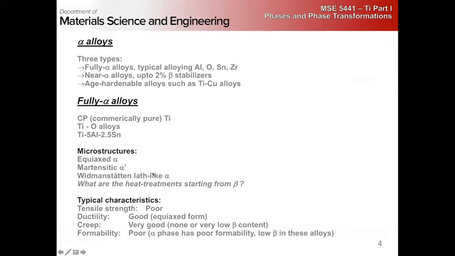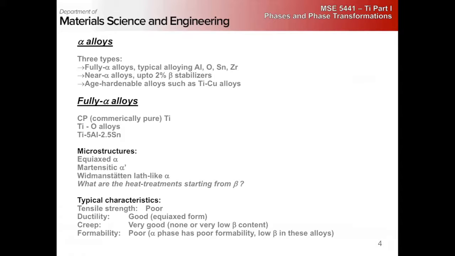But right. So all right, these still go through the beta transus at high temperature, right? So we can get equiaxed alpha. We have a little bit of alloying elements. We can get martensitic alpha prime or the Widmanstätten lath-like alpha, right? And this is all just going to depend on the cooling rates from beta, right? So these are really, really low tensile strength, very good ductility, right?